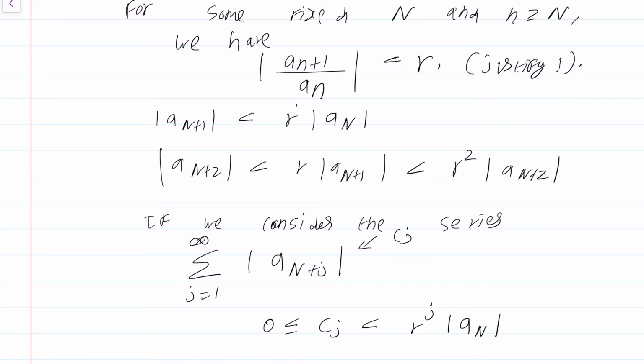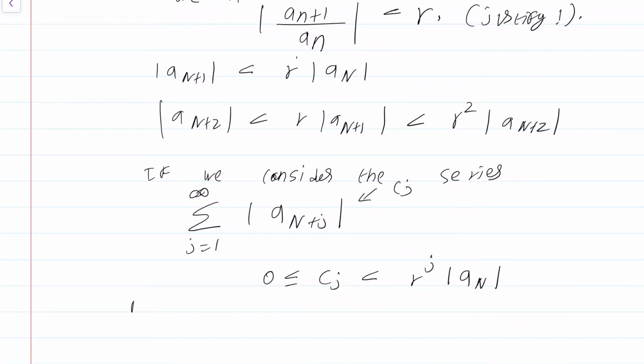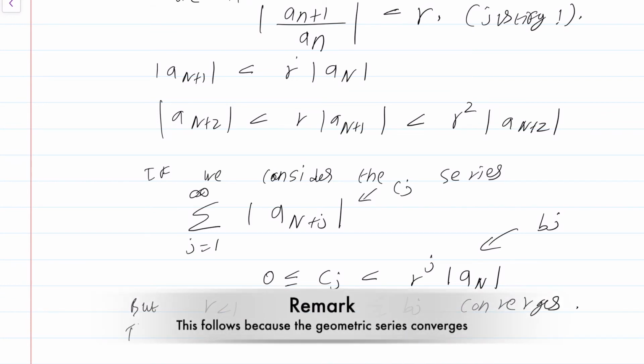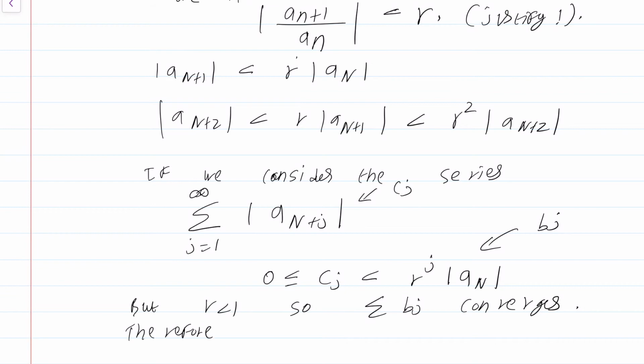As you can imagine, we are now going to use the fact that the geometric series converges. Fine. So, how does this help? But r is less than 1, call this bj. R is less than 1, so summation bj converges. Therefore, summation cj converges. This follows immediately from the comparison test.